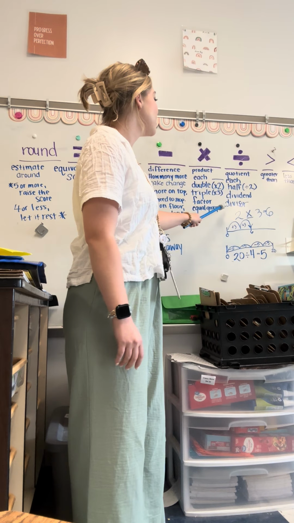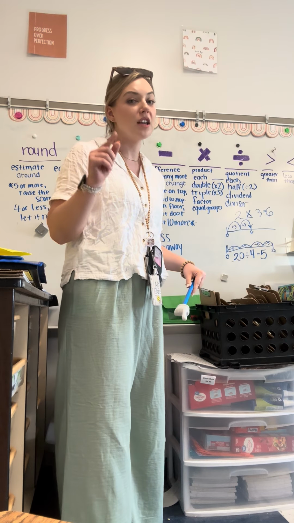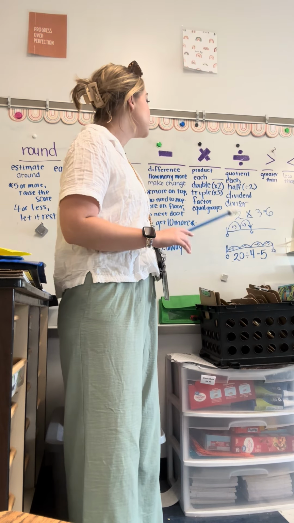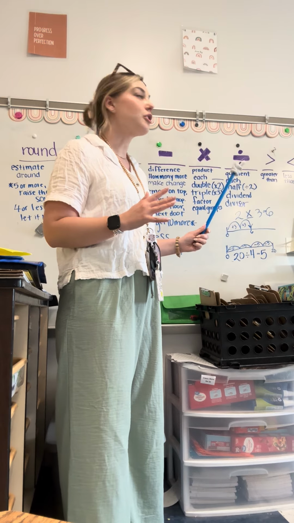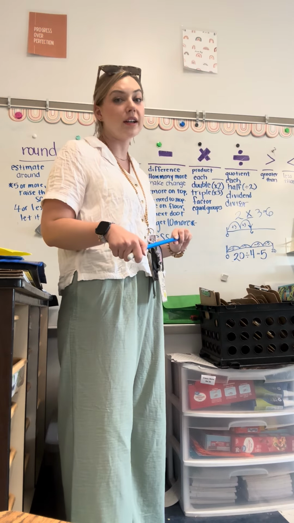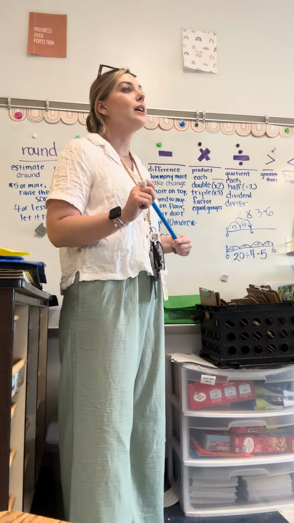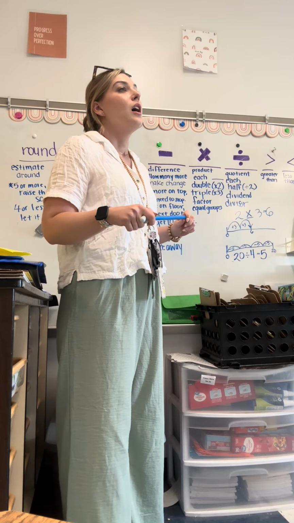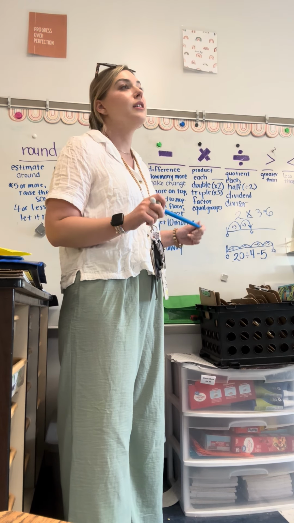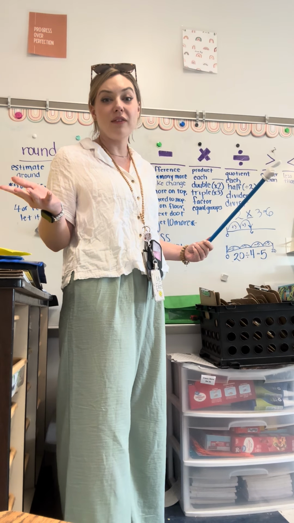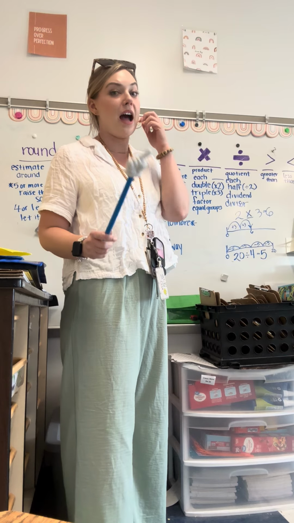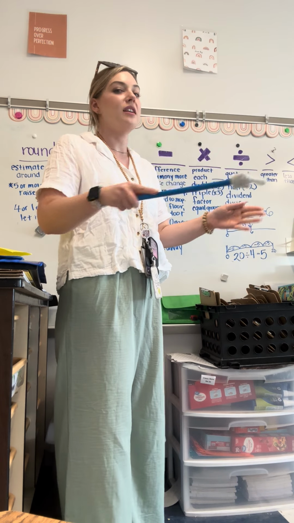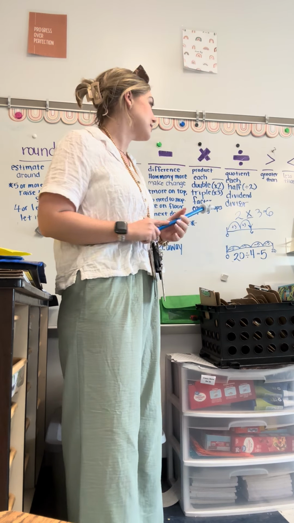Over here we have the dividend and the divisor. Those are division words that you need to know about. Dividend is that big number that you're dividing, and you're dividing by the divisor. So for example, let's say 73 divided by 9. What is 73 divided by 9? 8. Okay, that divisor is 9 because that's what I'm dividing it into, 9 equal groups, 9 equal pieces.